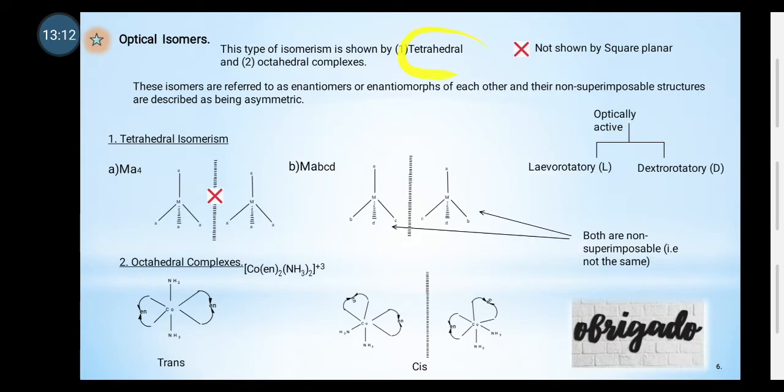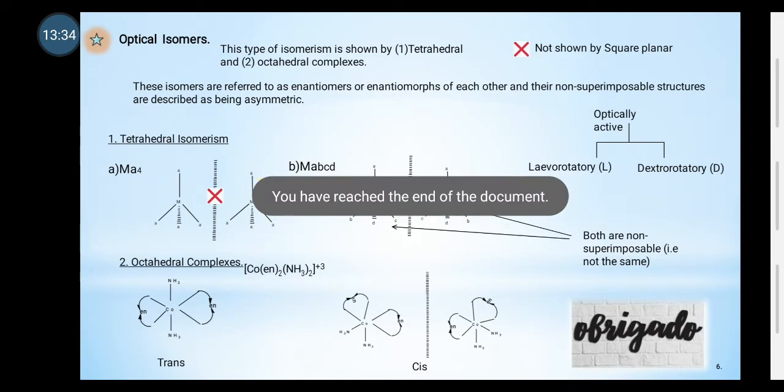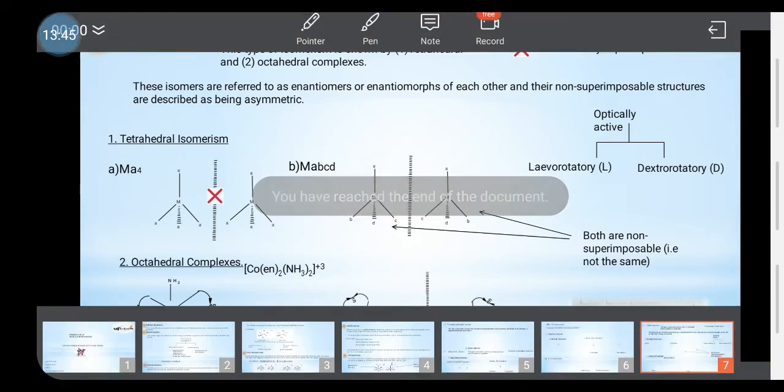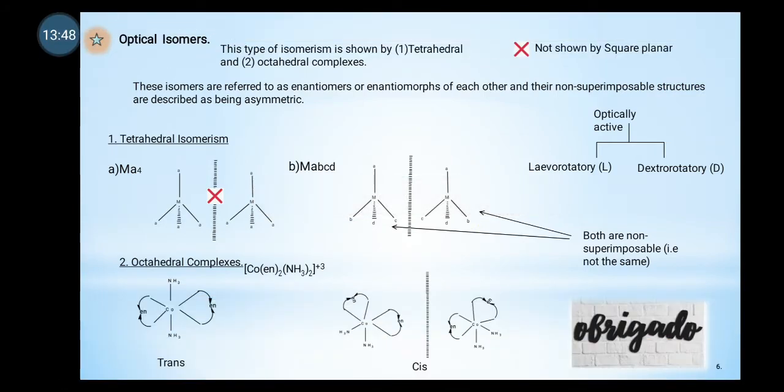I will start from tetrahedral. This is tetrahedral. If we observe this, I represented the metal central ion as M, and I use A in 4 places. So I was able to notice that there is no isomerism. Why? Because it still remains the same. But when I use M, A, B, C, D, I observe what? An isomer. I observe an isomer because both are non-superimposable, like what I said here.